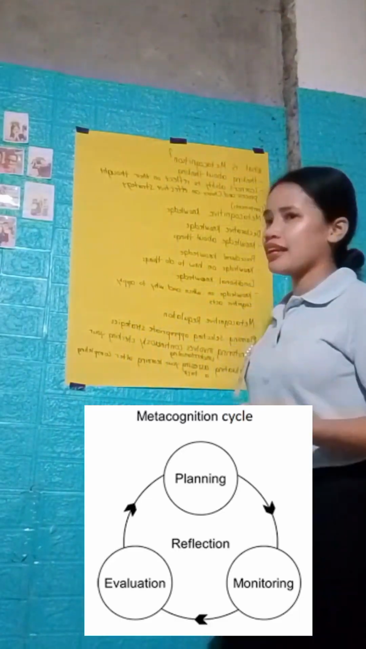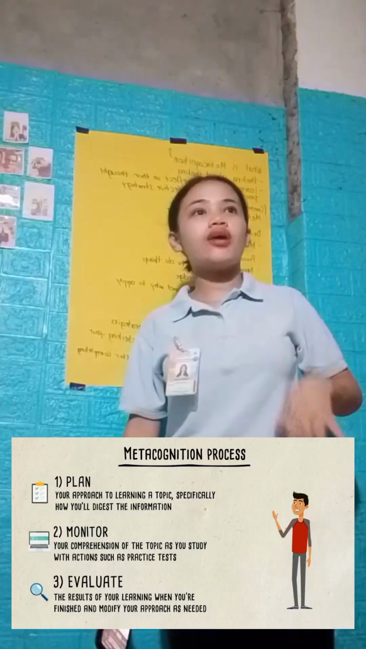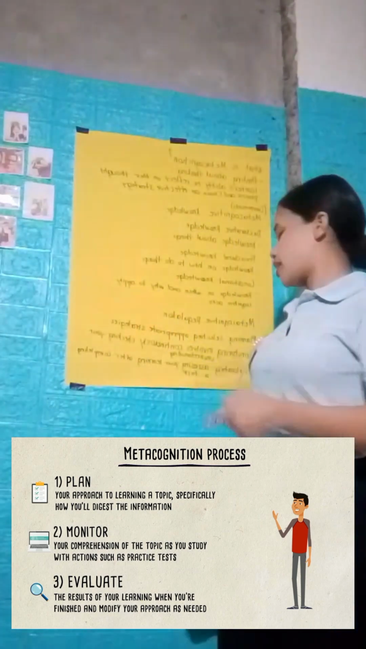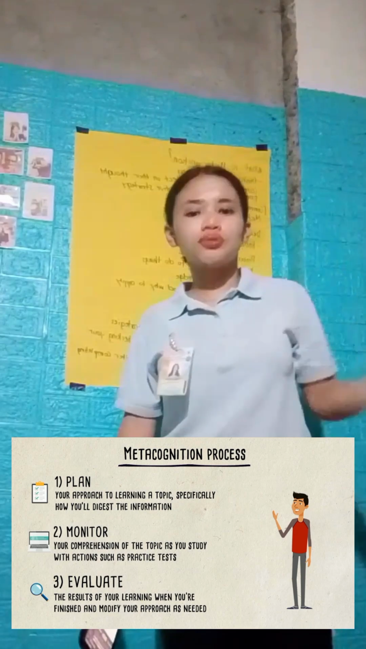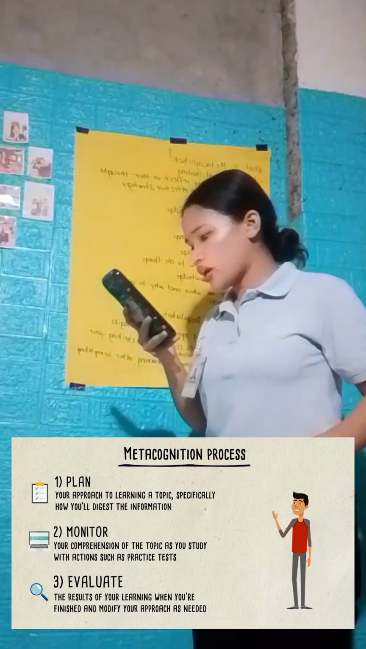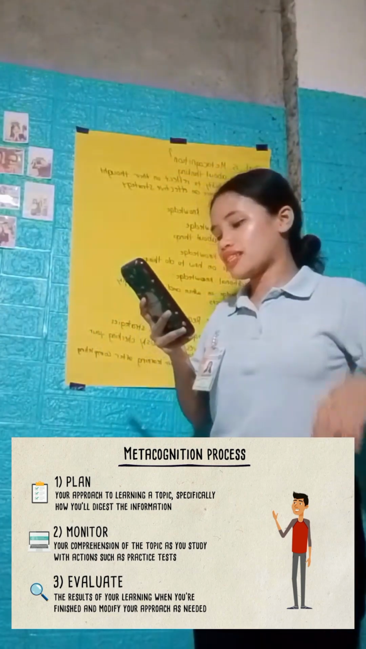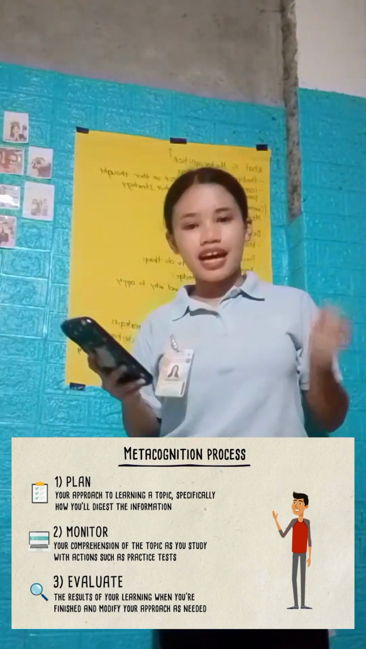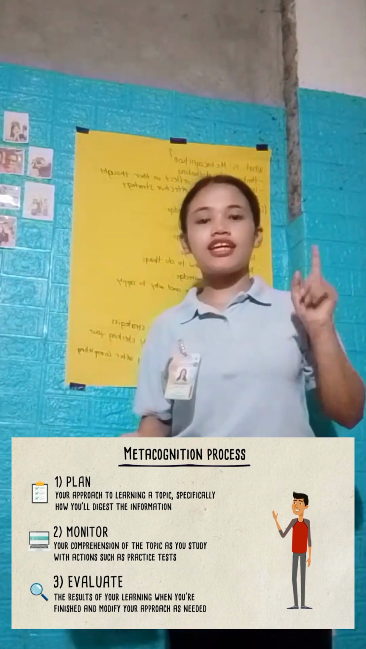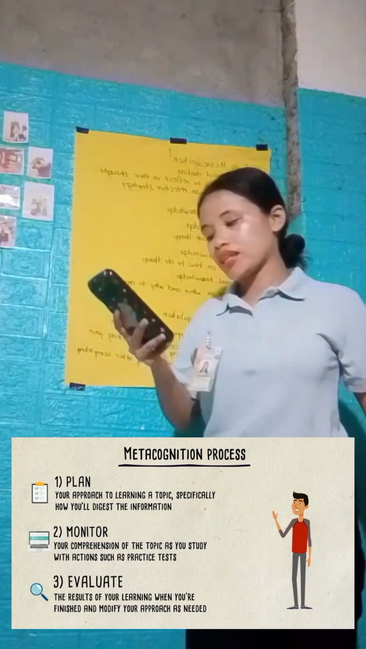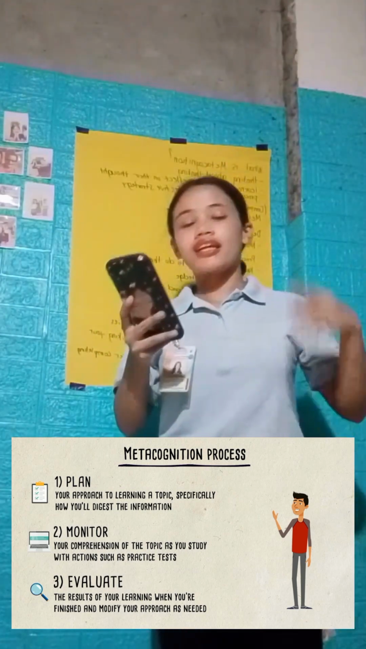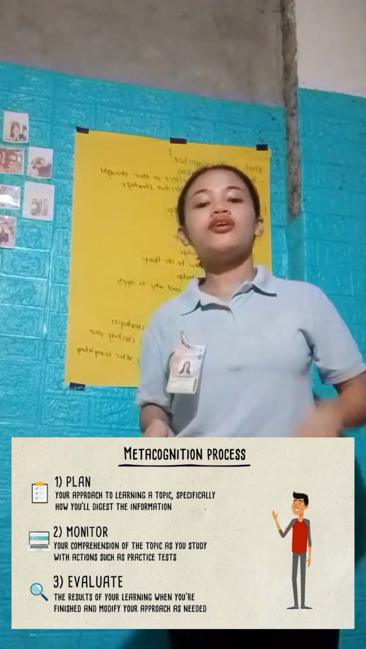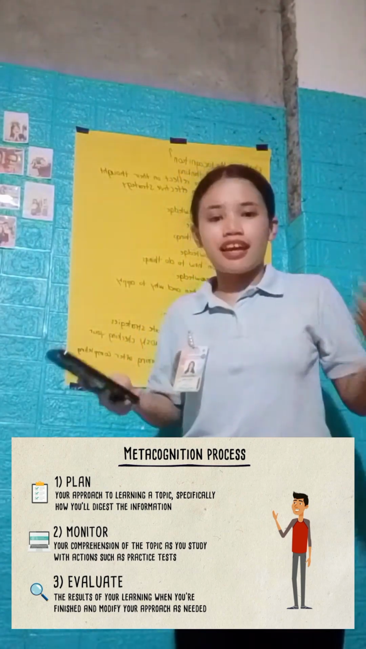Planning means how you will digest the information. Monitoring means how you will use the information or your comprehension of the topic as you study, with actions such as practice tests. And the last is evaluating: the result of your learning when you're finished, and modifying your approaches as needed.